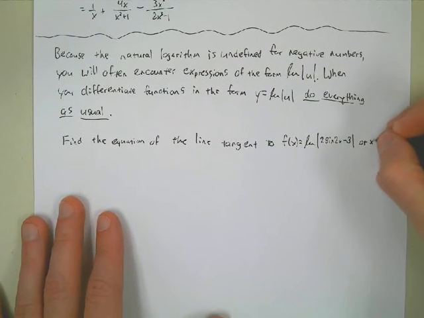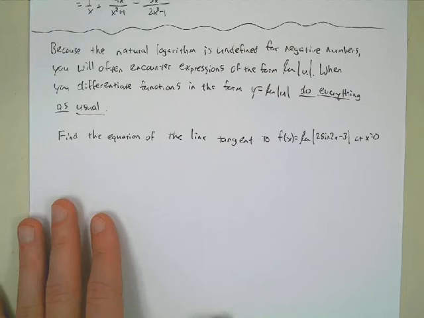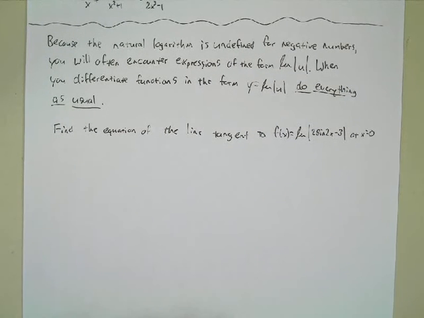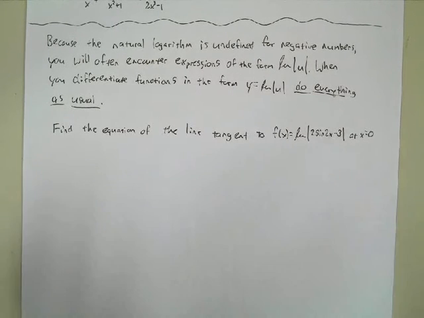Alright, so you can see we have a function there with the absolute value. So we're like, ooh, absolute value. But we know that when we go to take the derivative, we can treat it as just a plain old natural log without the absolute value there. Alright.